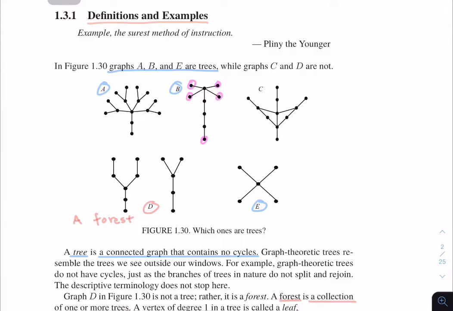Here, the graphs A, B, and E are examples of a tree. A tree is a connected graph that contains no cycles. So C is not a tree because it has a cycle, and D is not a tree because it has two connected components.